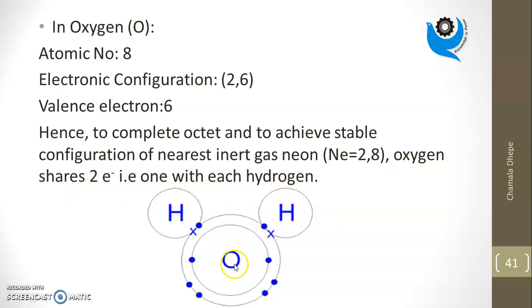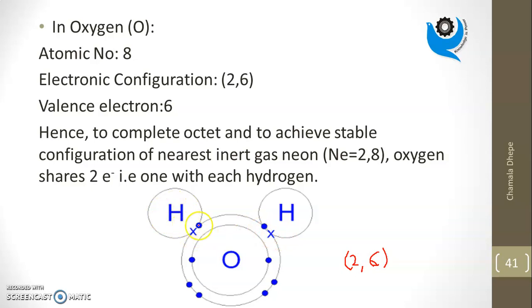Okay, now see here, in the center, oxygen is there. What is its electronic configuration? In the K shell, how many electrons are there? 2. And in the last shell, how many electrons are there? 6. Okay, so see here, K shell, 2 electrons. In the last, 1, 2, 3, 4, 5, 6. These are of oxygen. And each hydrogen has its 1 electron, which is represented by the cross mark.